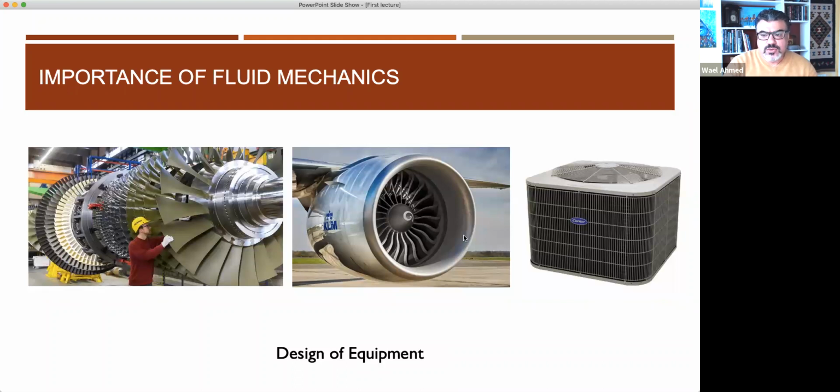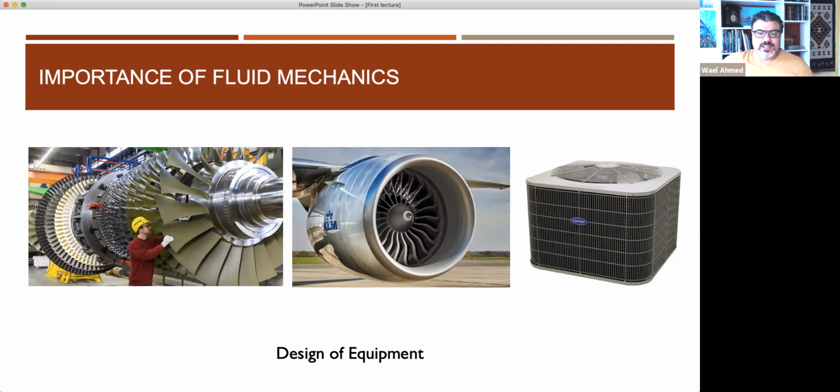Again, other applications relate to the design of equipment, which could range from very simple household equipment to huge equipment used for power generation, turbo engines, airplanes and so on. Air conditioning units, all of these have some aspect of fluid mechanics in them. In order to design an efficient system, you have to understand how the system handles the fluid. Either cooling your house with an air conditioning unit or a heating unit, you are heating this fluid, moving it in the ducts, and creating thermal comfort inside your house.